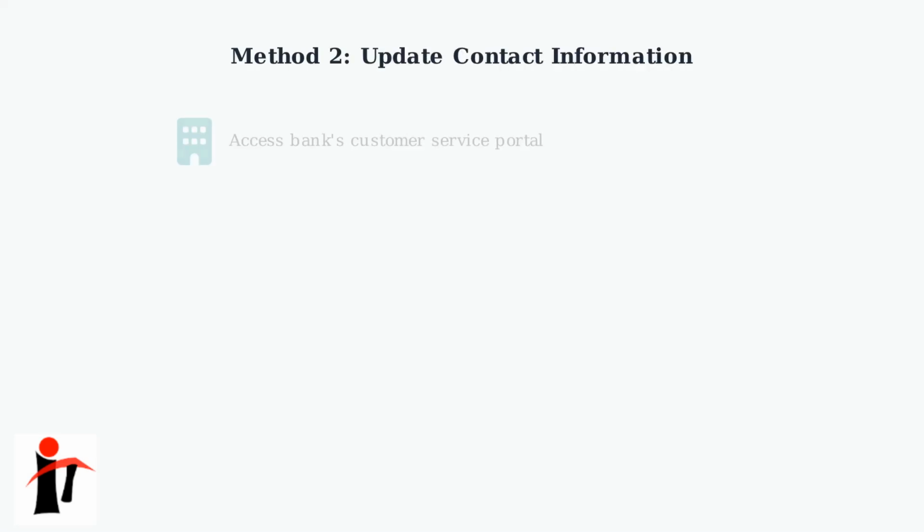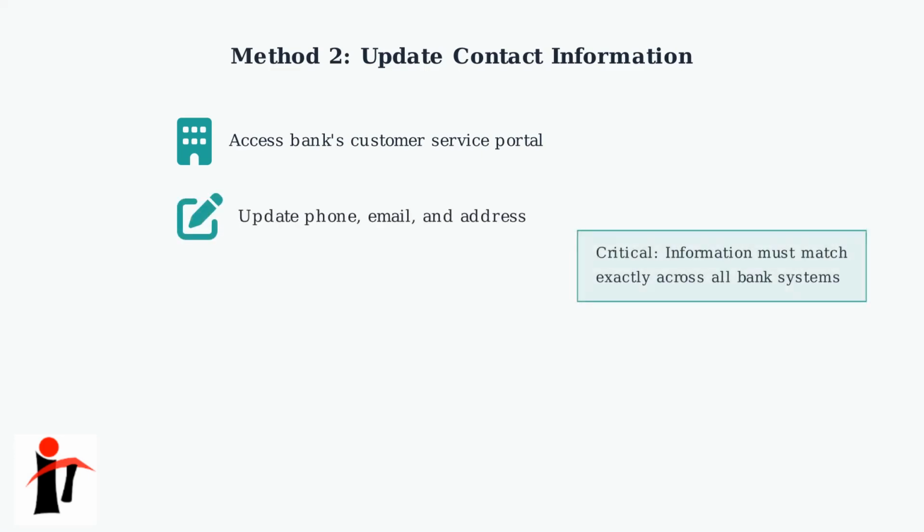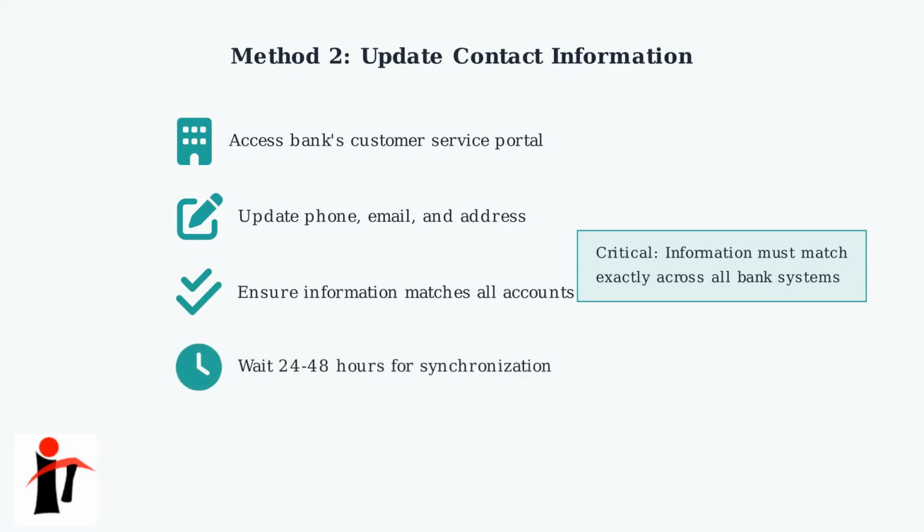If the immediate troubleshooting doesn't resolve the error, the second method focuses on updating your contact information. Method 2 addresses contact information mismatches, which are a common cause of Error C301. Access your bank's customer service portal or online banking platform. Update all your contact information, including phone number, email address, and physical address. Even small discrepancies can trigger authentication failures. Ensure this information matches exactly across all your bank accounts and services. Then wait 24 to 48 hours for the systems to synchronize before attempting another Zelle transaction.